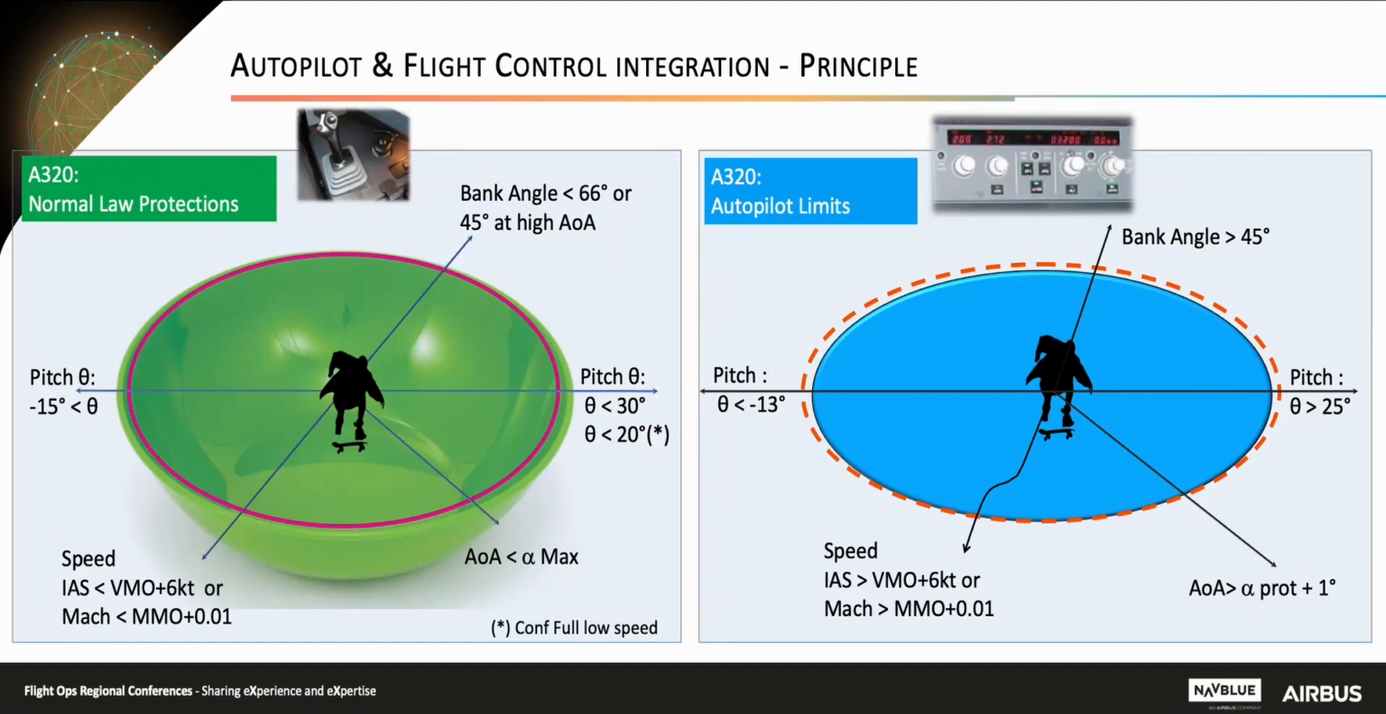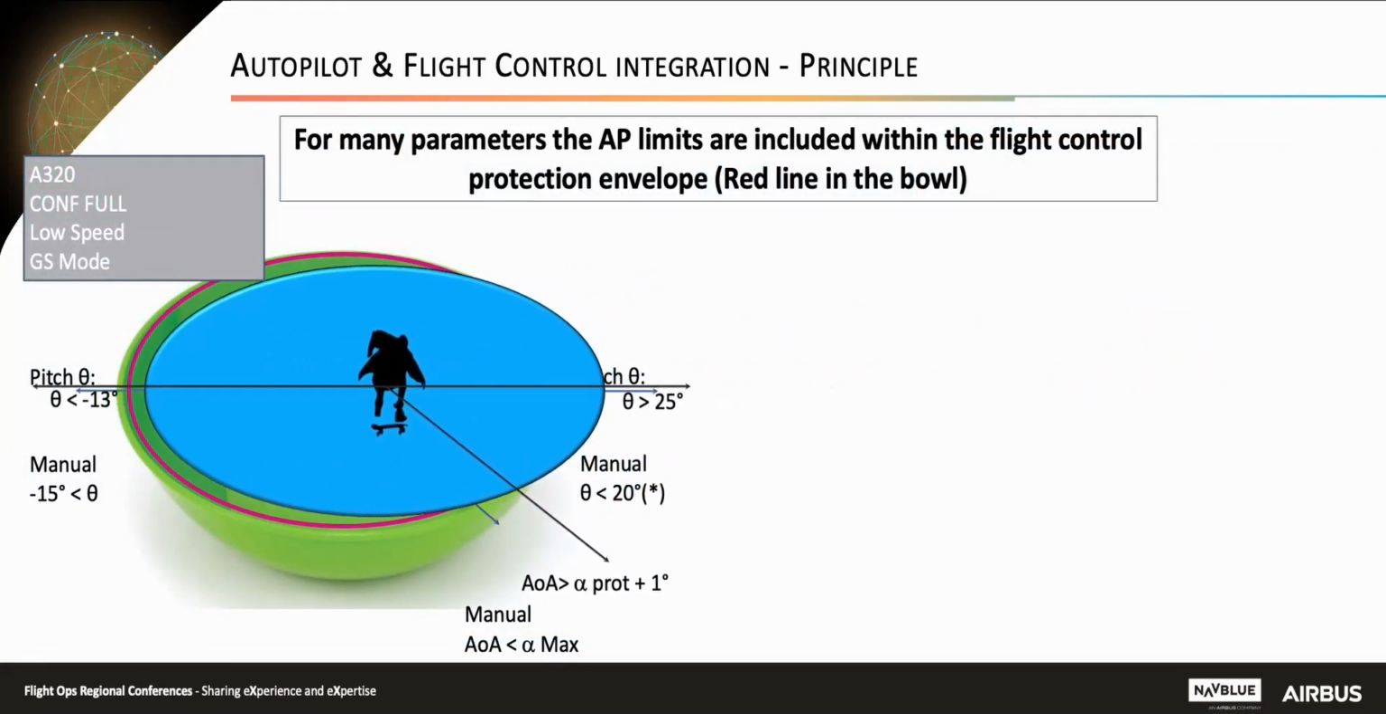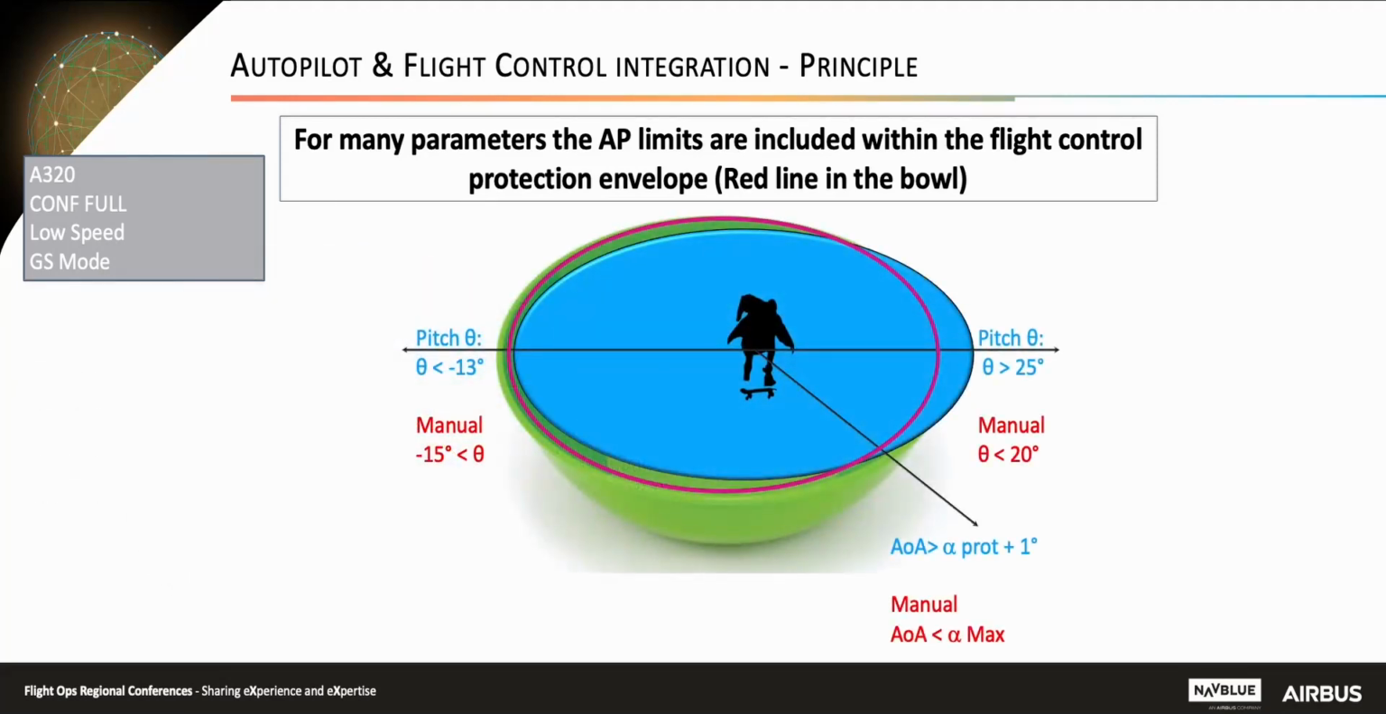Back to the previous slide showing the normal law protections and the autopilot limits. For many parameters, the autopilot limit is included within the flight control protection envelope, the red line on top of the ball. But for specific configuration, for example an Airbus 320 in full low speed and glide slope mode, the autopilot will disconnect beyond the normal flight control protection envelope. When we superimpose both limits in this case, the autopilot limit is 25 degrees versus 20 degrees for the normal flight control protection envelope.